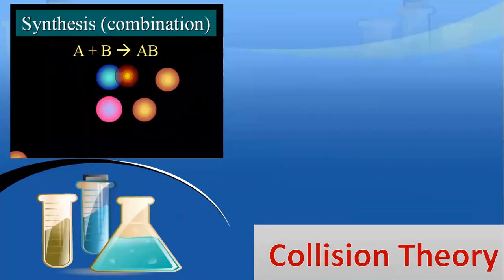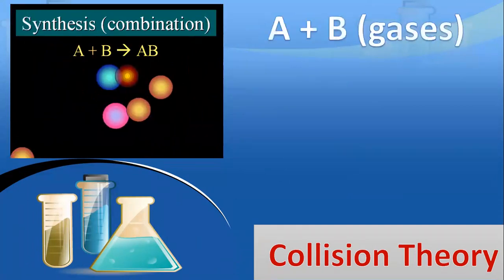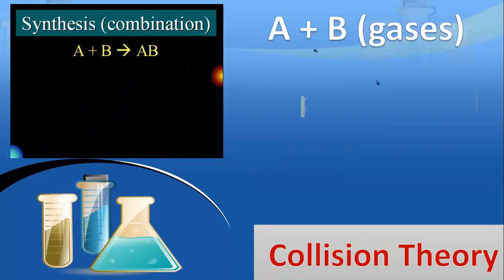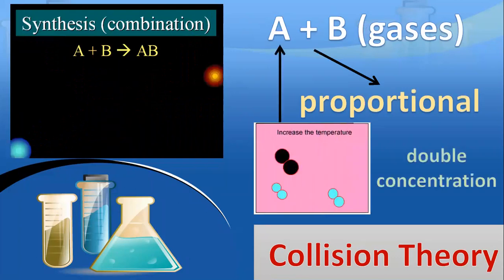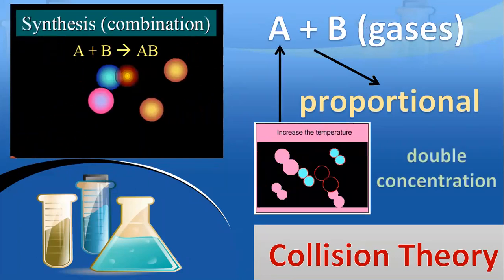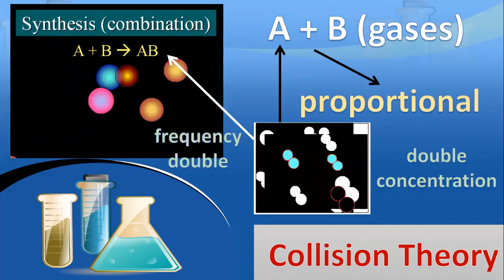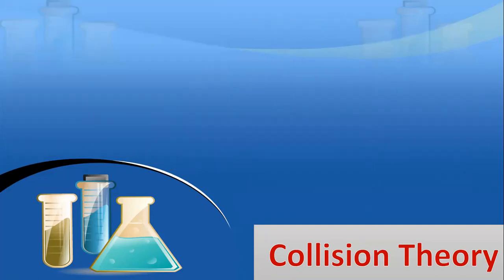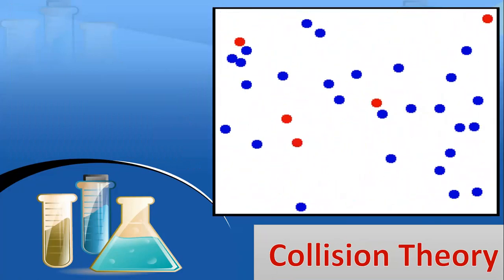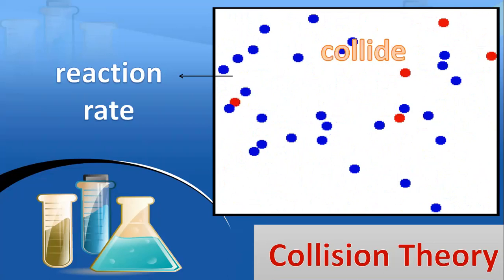Another example: if both substance A and substance B are gases, the frequency of collision between them will be proportional to the concentration of each gas. If we double the concentration of substance A, the frequency of AB collisions will double. In the same way, doubling the concentration of substance B will have the same effect. Therefore, according to collision theory, the rate at which molecules collide will have an impact on the overall reaction rate.